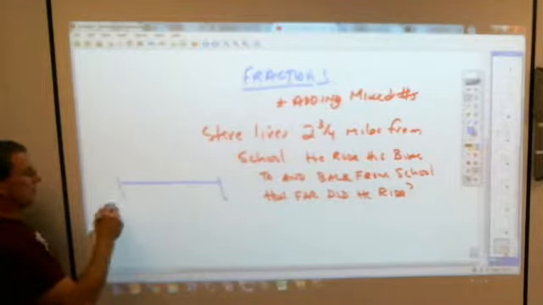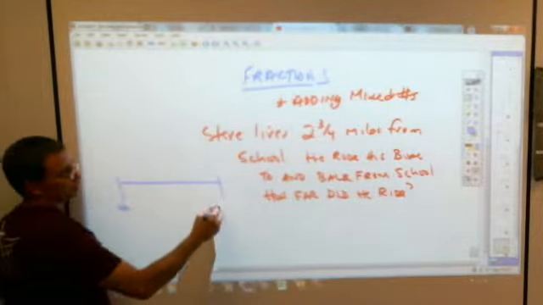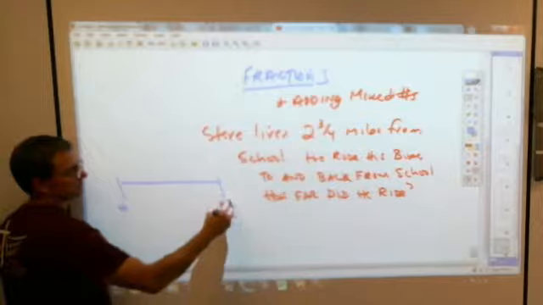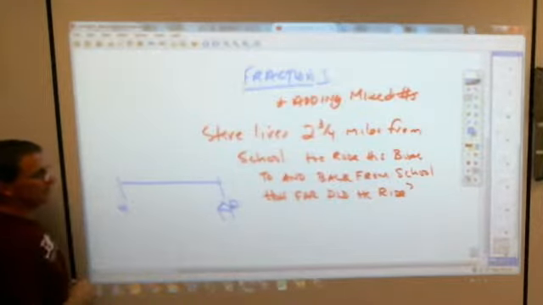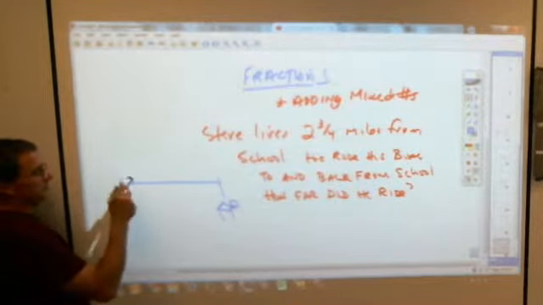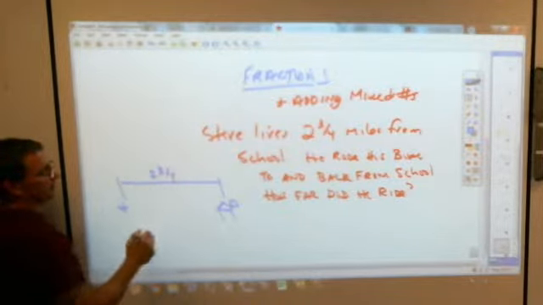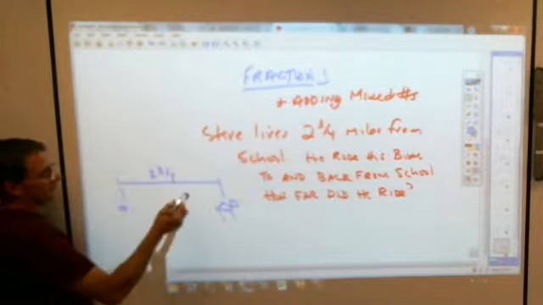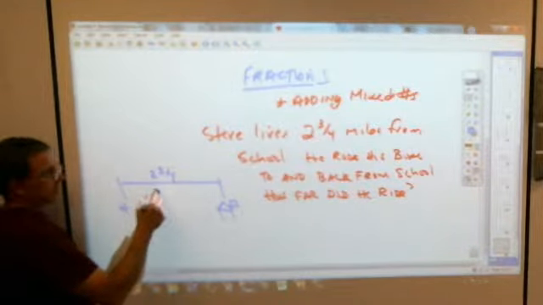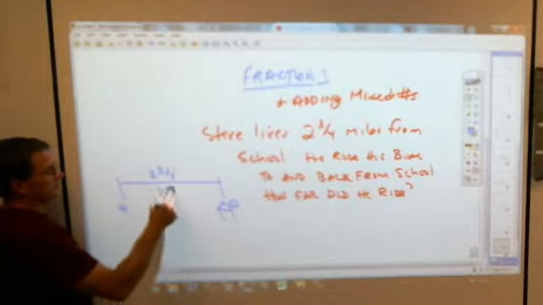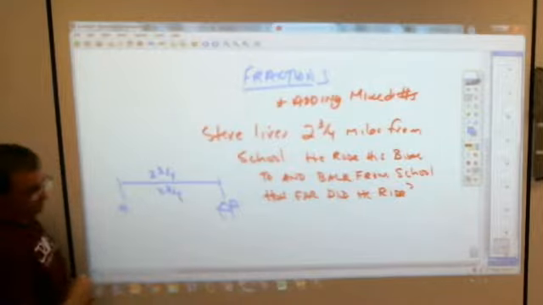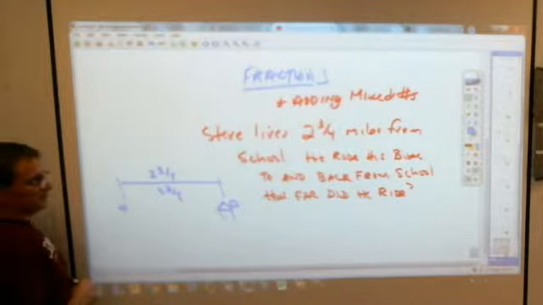Detailed or not. Here's home. Here's school. Little flag up there. He rides his bike. What is the distance to school? 2 3/4, right? What's the distance back from school? Same distance. How am I going to find my answer? That's the reason we're adding mixed numbers.